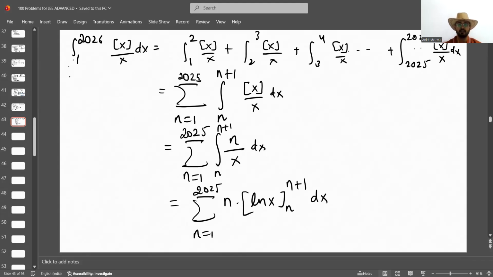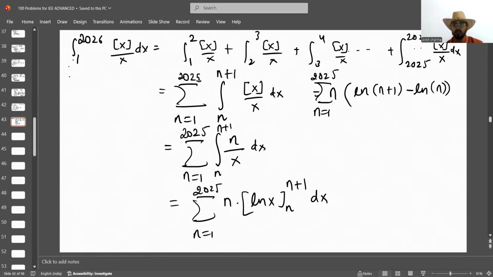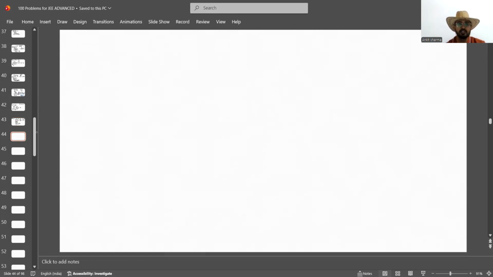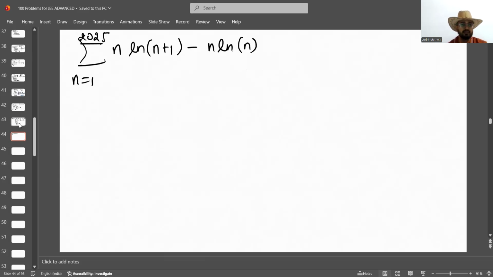Now I'll extend this matter further and write down here. This n would be outside, and then this is ln of n plus 1 minus ln n with summation. N is equal to 1 to 2025, n into ln of n plus 1 minus ln of n. So now we need to find out the summation. So the summation is sigma n is equal to 1 to 2025, n into ln of n plus 1 minus n into ln of n. This is what I have from here.